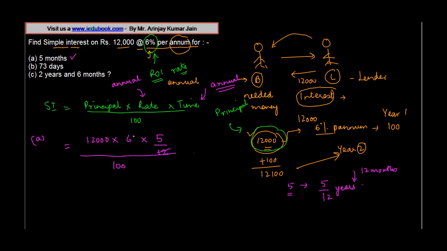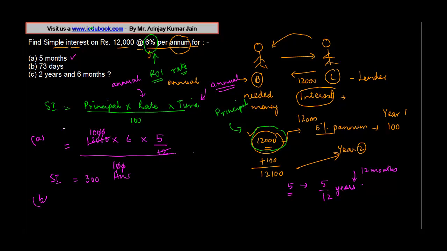So this 12 can knock this off to give 1000. These two zeros can cancel out with these two zeros. So 10 into 6 is 60. 60 into 5 is 300. So your simple interest on 12,000 at 6% for 5 months is 300.